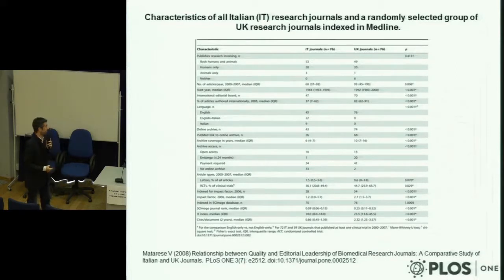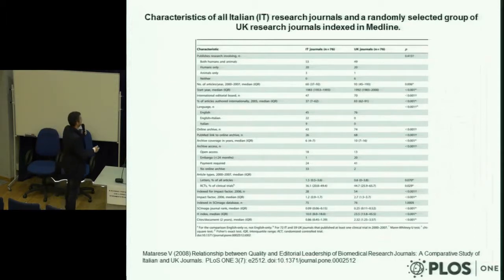I think that still most of these results apply now, and Varese compared the characteristics of all Italian research journals and a selection group of UK research journals, and here are compared some of the characteristics of these journals. Of course, you have differences for the language, but there are other facts that are important. You can see here the International Editorial Board. So UK journals are much more international compared to the Italian journals.